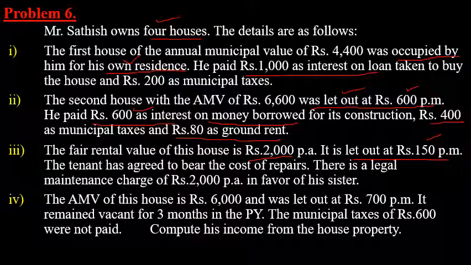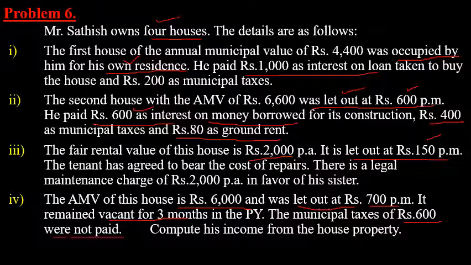Okay, let me explain the fourth one. The annual municipal value of this house is 6,000 and it was let out at rupees 700 per month. It remained vacant for 3 months in the previous year, and municipal taxes of 600 were not paid. So these are the details of the four houses.